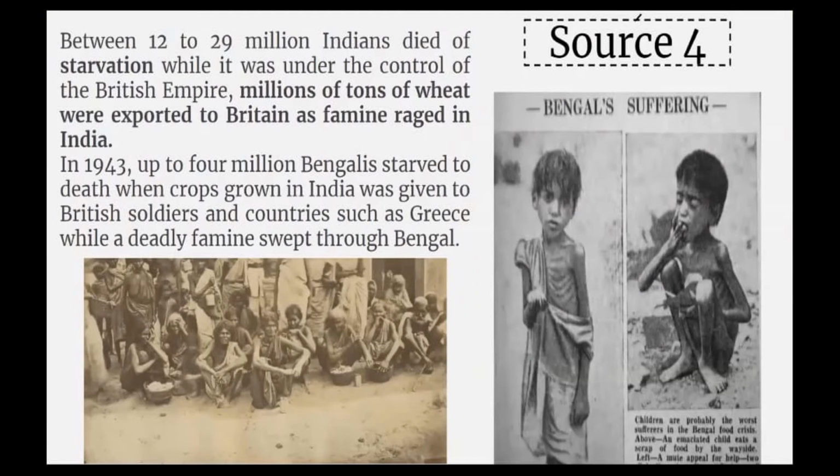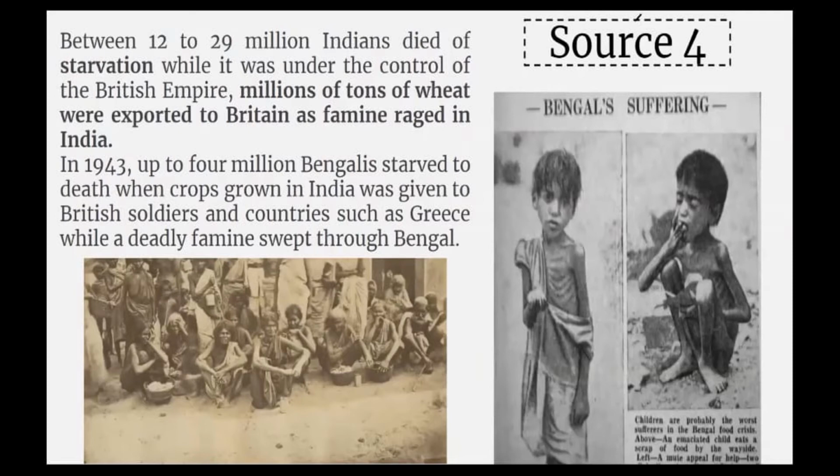Between 12 to 29 million Indians died of starvation. Starvation का मतलब होता है no food. So because of the food exported to European countries, there was very little food available for Indian people, and because of that many people died.